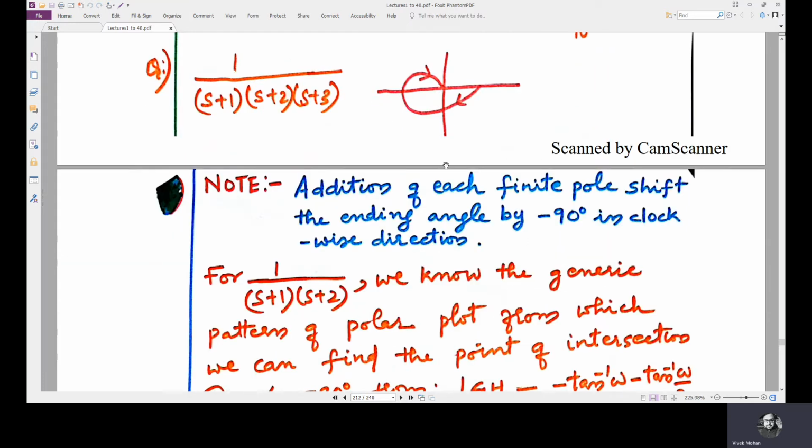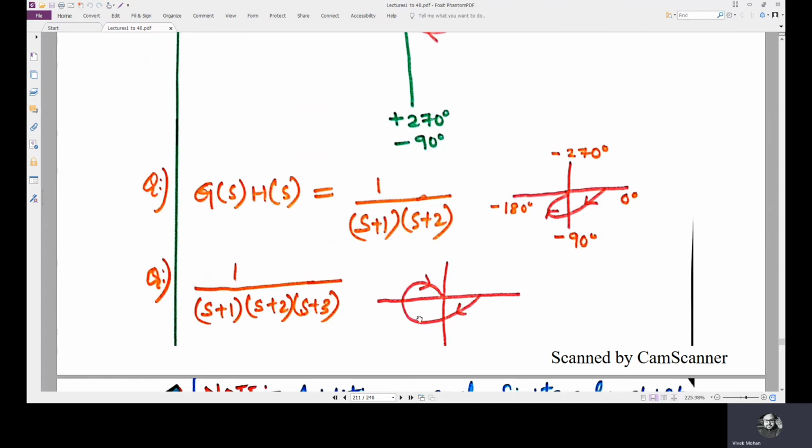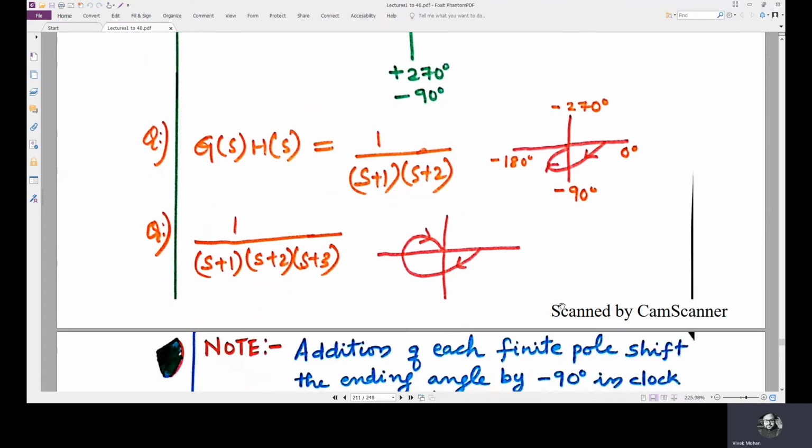So this is a generic guideline. Addition of each finite pole shifts the ending angle by minus 90 degree in the clockwise direction. Everything is in the clockwise direction. The ending direction is always clockwise.